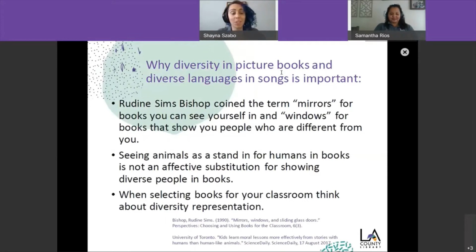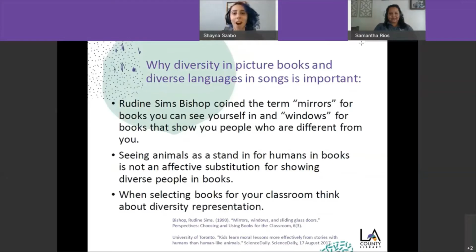So hi, I am Shayna Zabo. I am a librarian for Reading Machine, and I'm going to start off our presentation by giving you the background information about diversity, the more academic kind of stuff with studies and quotes. And then later on, Samantha is going to share some songs and books and resources that you can use in your classrooms to be able to apply all of this background knowledge.